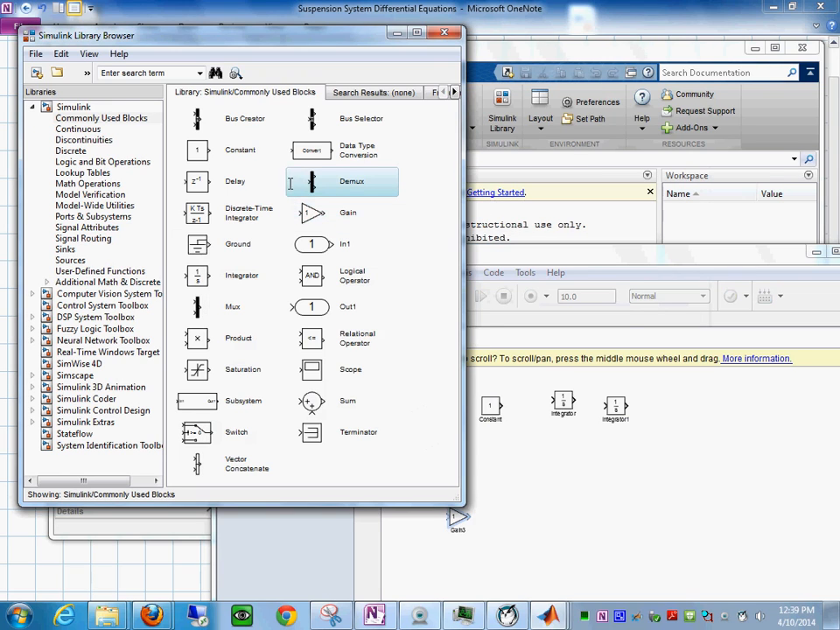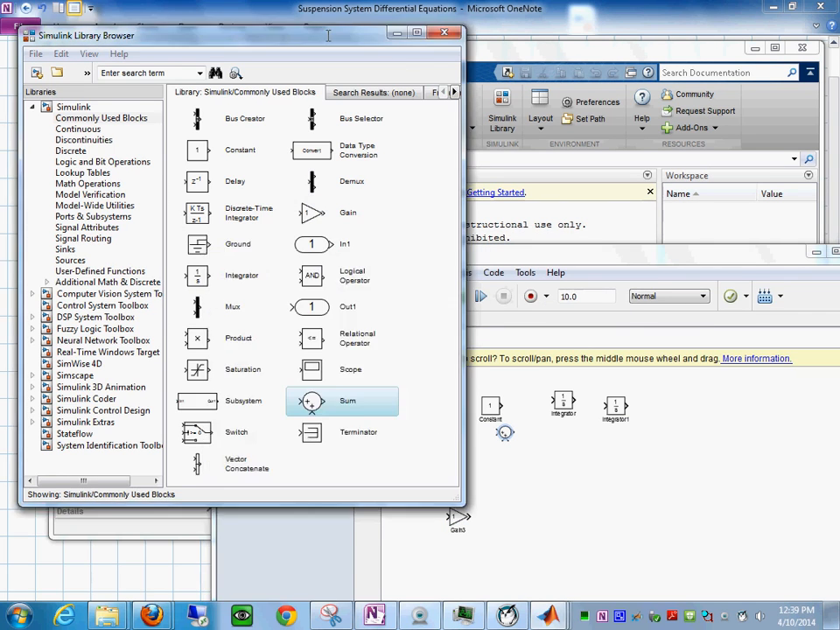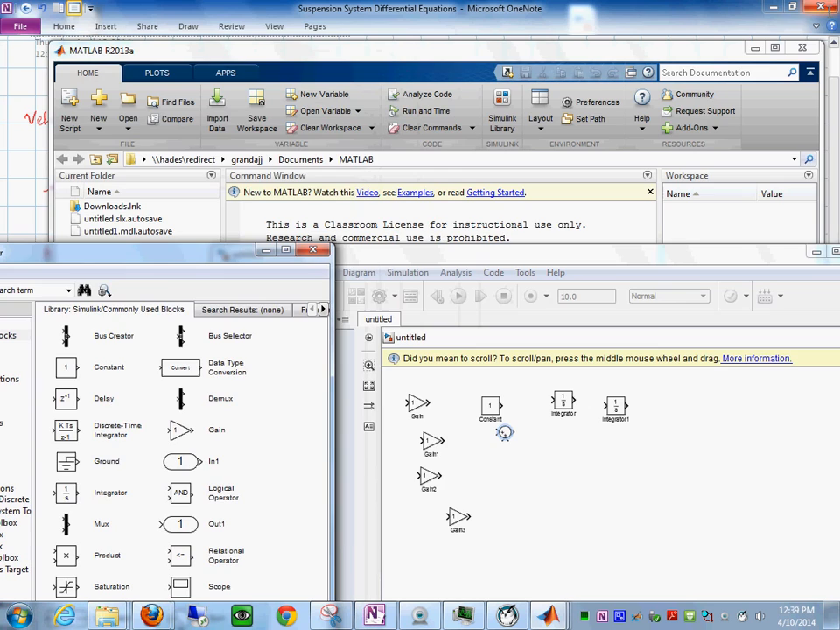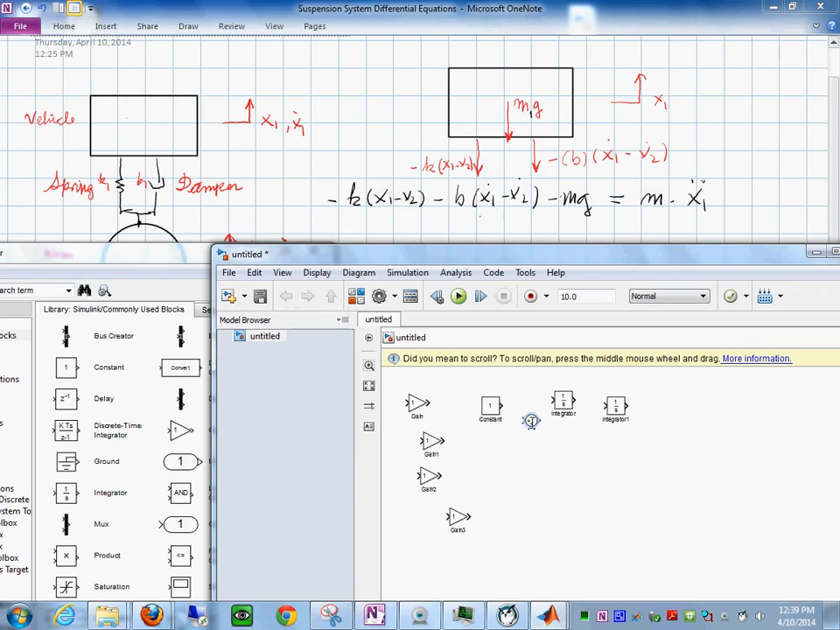We need a summation point right here. Okay, with those few tools and our equation, we're going to attempt to do this one. In here, the first thing we do is write a summation point and see how many terms we're going to have.